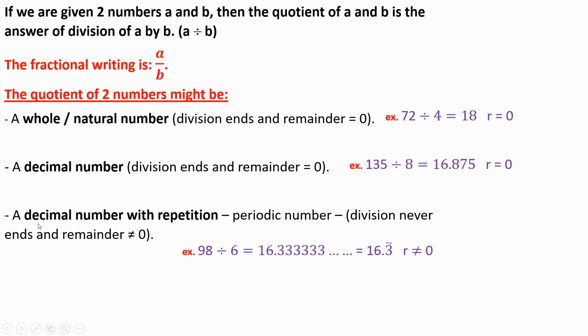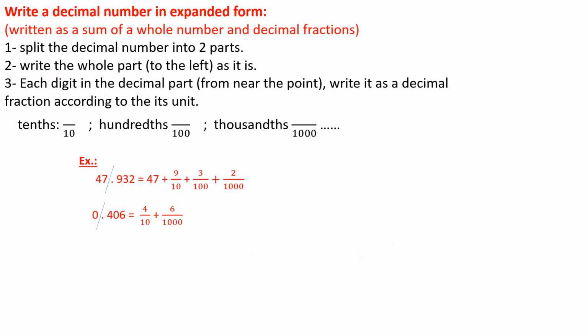So this is a decimal number since the division ends. The quotient can also be a decimal number with repetition, which we call a periodic number. This division never ends and the remainder is never 0. So if I divide 98 by 6, I get 16.33333. So this number is not a decimal number. We call it a periodic number since a digit in it is repeating. It never ends. So we can write this in an easier way, which is 16.3 bar. So whenever I see a digit with a dash above it, this is read 3 bar. What does this mean? 3 is repeated. And as I said, the remainder is different from 0.